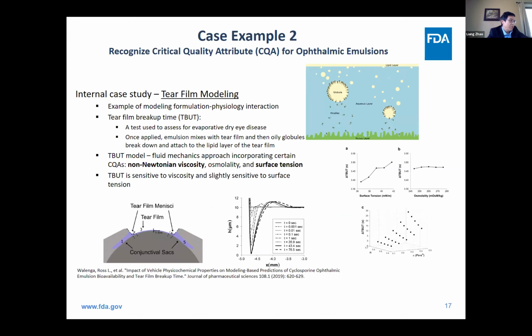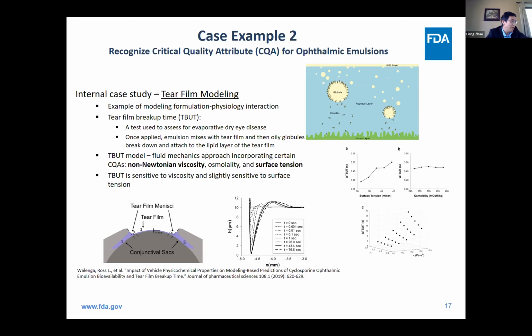The first case study is to use tear film modeling to study the effect of cyclosporin ophthalmic emulsion formulation properties such as viscosity, surface tension, osmolality on drug bioavailability, and tear film breakup time, TBUT. TBUT is a metric that is commonly used as an indirect clinical endpoint in vivo measure for the evaluation of dry eye syndrome. Once applied, emulsion mixes with the tear film, and then oily globules break down and attach to the lipid layer of the tear film.